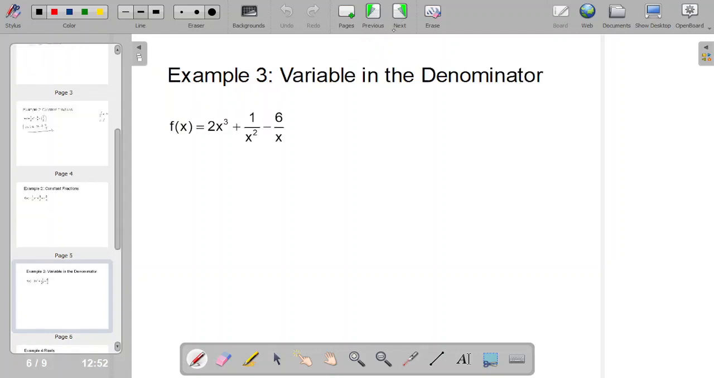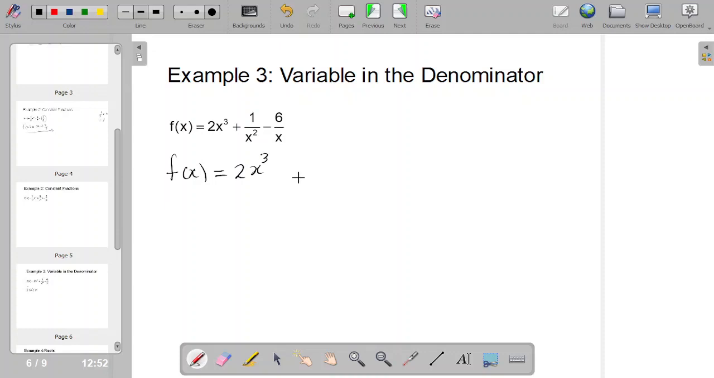If you move on to example 3, this is when you have a variable in the denominator, and the examiners love this problem because it gives challenges to learners. You have to do something before you find your derivative. So you must be careful here. This is not the derivative, it's just f of x, because we still need to bring the variable in the numerator. Right now it's in the denominator, so we need to bring it up.